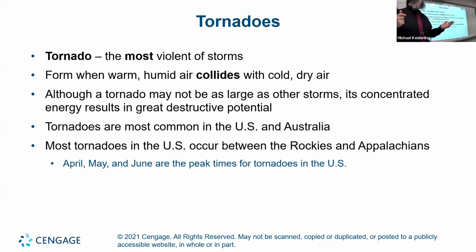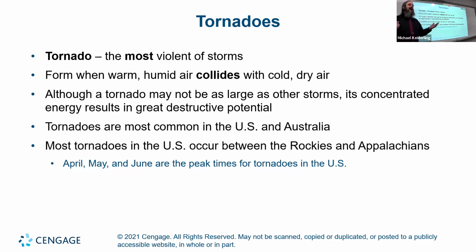Now, the most violent of storms is a tornado. Tornadoes form when warm, humid air collides with cold, dry air. The best place in the world to form tornadoes is the middle of the US, Tornado Alley. And we are in the northern part of Tornado Alley. It extends past us.